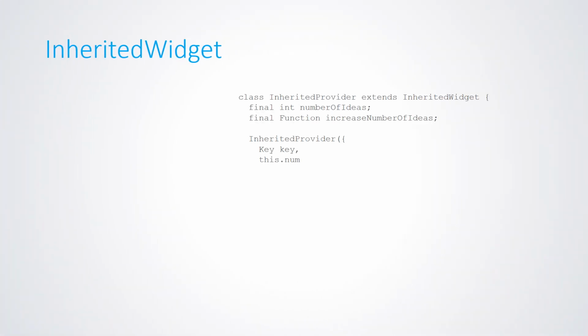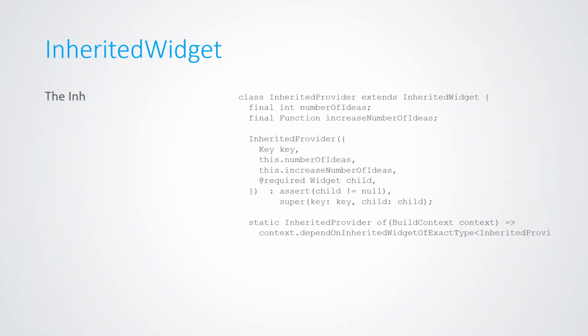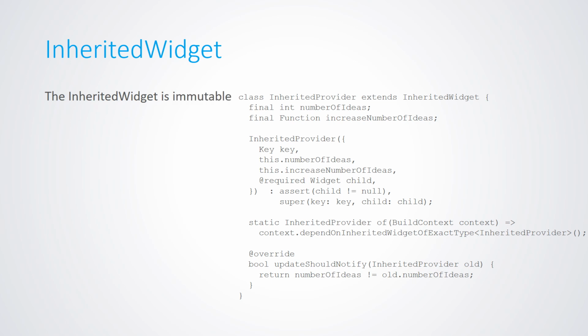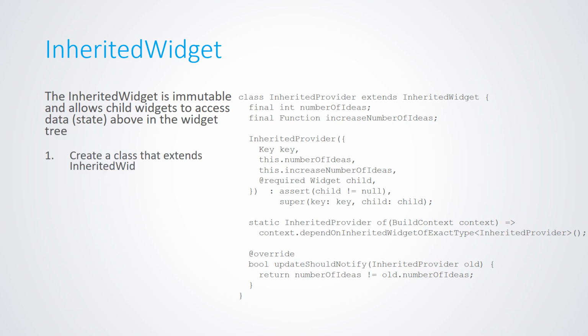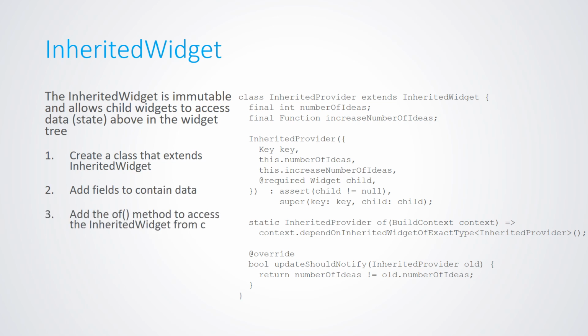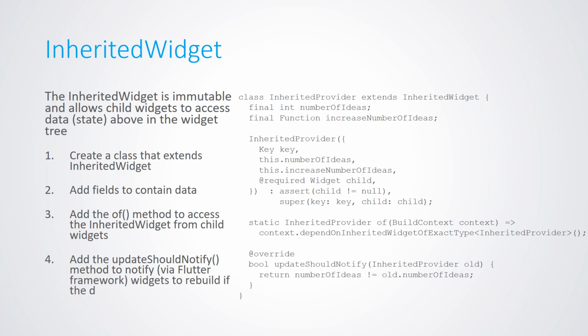The inherited widget is immutable and allows child widgets to access data above in the widget tree. Now, what are the steps to create an inherited widget? First, you create a class that extends inherited widget. Second, add fields to contain data. Third, add the of method to access the inherited widget from child widgets. And fourth, add the update_should_notify method to notify widgets to rebuild if the data changed.